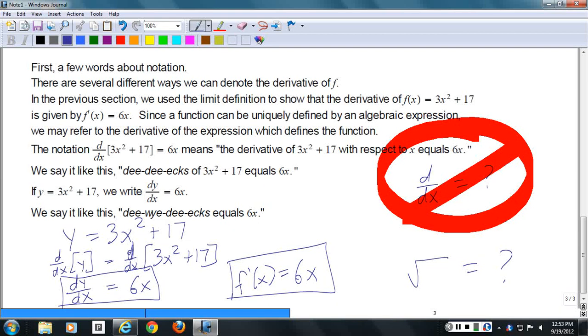And sometimes, although I use it less frequently because sometimes the independent variable gets lost in the mix, you can simply say y prime equals 6x. If y equals 3x squared plus 17, y prime is sometimes used to denote that. So just notation, and we'll see this notation a little bit more when we take the derivative of the derivative, which is called the second derivative. But for now, we've just got one derivative inside.